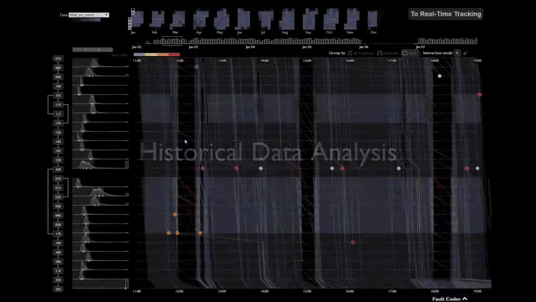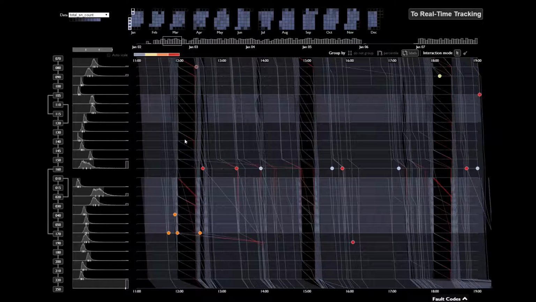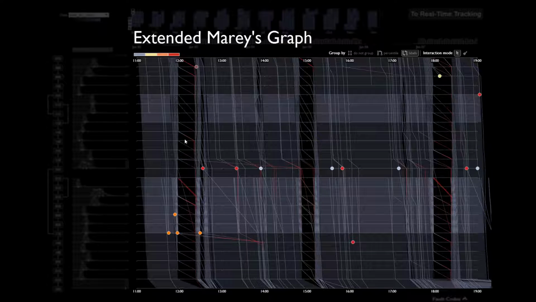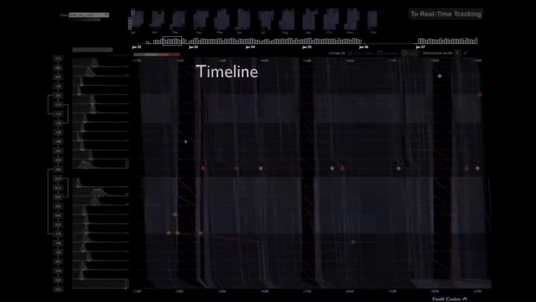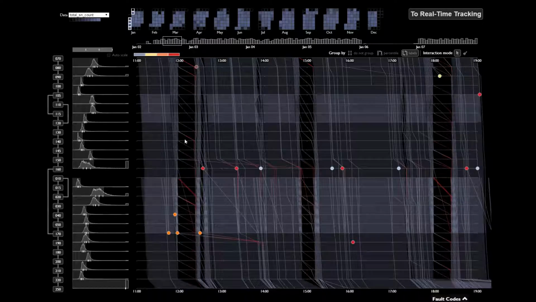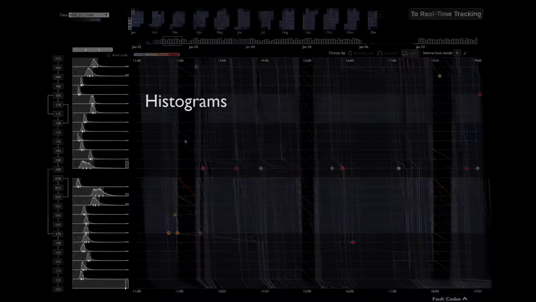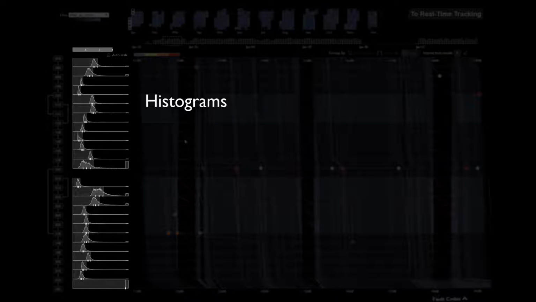Let's start with the historical data analysis panel. The Historical Data Analysis panel consists of an extended Marey's graph visualizing the manufacturing process data, together with a calendar-based visualization and a timeline. They show the assembly line data at different temporal scales and at different levels of detail. On the left is a station map showing a schematic diagram of the assembly line. The histograms show the distribution of cycle time beside each workstation.